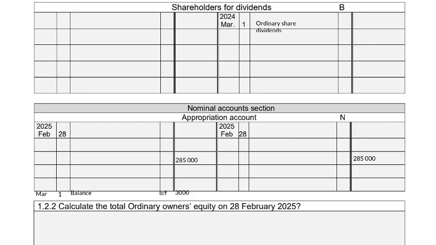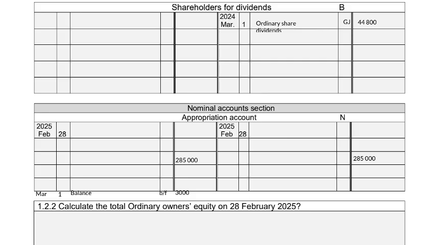General journal. With the amount of 44,800. That is the amount of shares we declared at the end of last year, but never paid it over. And then the question says on the 6th of March, we paid it over to our shareholders.